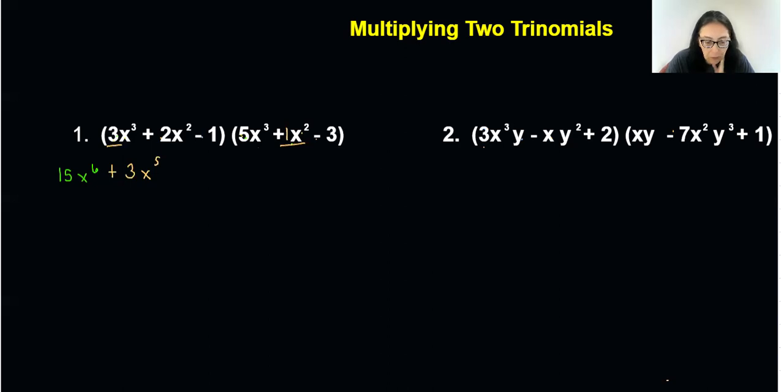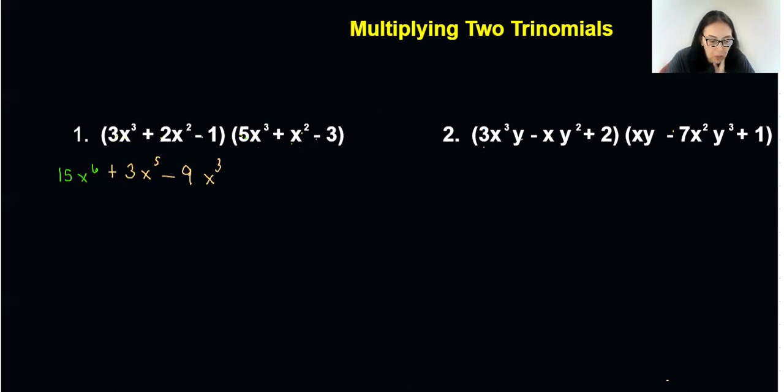So I'm going to erase this again. And we're going to do 3x cubed times negative 3. A positive times a negative is a negative. 3 times 3 is 9. And we got to carry that x cubed along. So there, we did the 3x cubed by all three terms. Now we've got to go to the 2x squared.